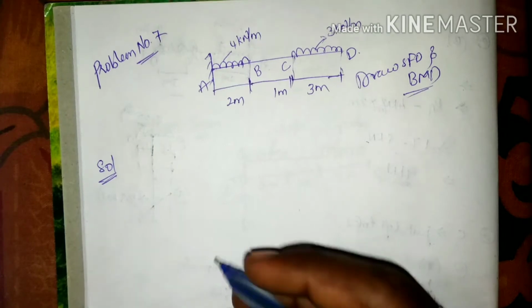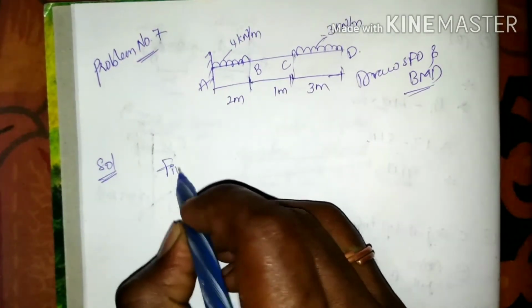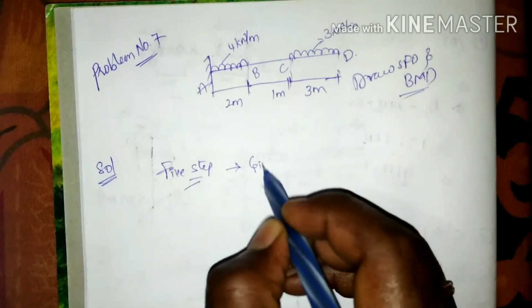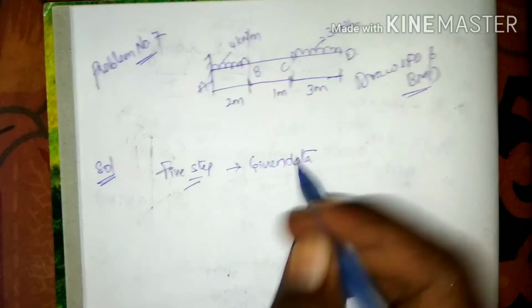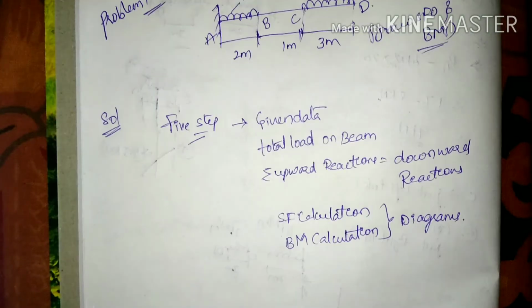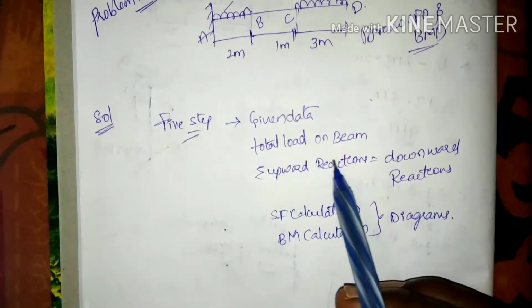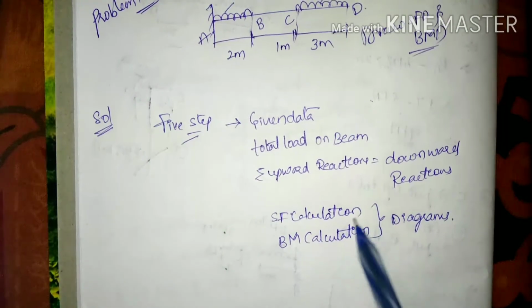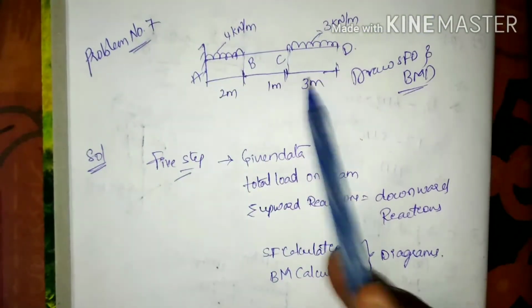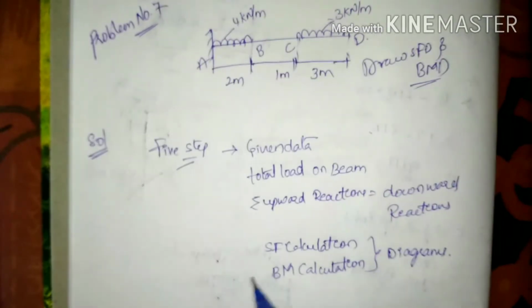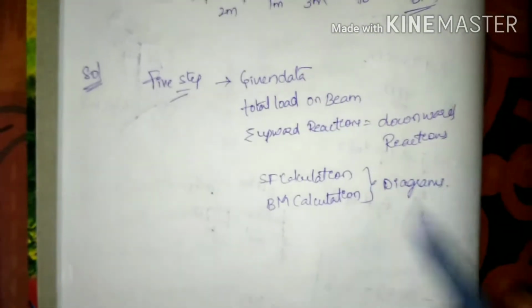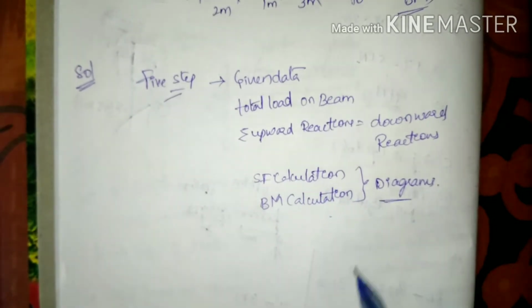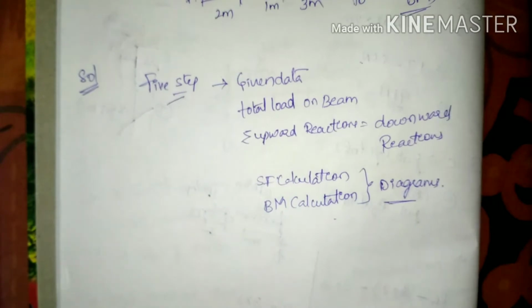As we know already, we have a 5-step method. One is the given data, then the total load on beam, equating upward reactions to downward reactions, which are the UDL loads we have here, then shear force calculation and bending moment calculation, and for the values of the shear force and bending moment we are going to draw the diagrams for their respective values.